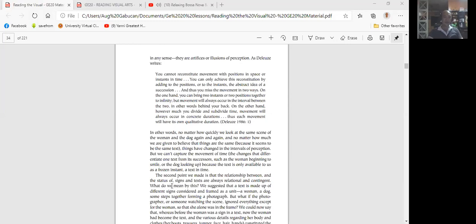So the second point here is that the relationship between and the status of signs and text are always relational and contingent. Again, text is the whole image, while the signs are things that made up the text. So going back to the picture, the whole text is the woman, but the dog here, the boots, the hair, the plants are part of the signs.